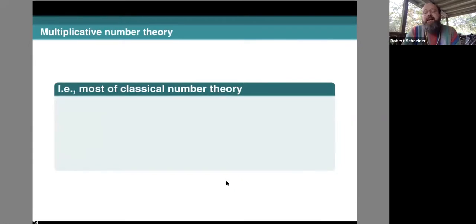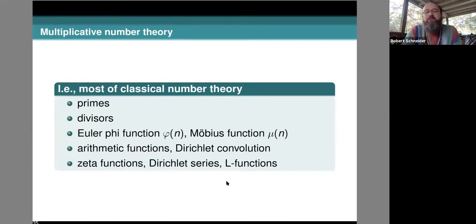On the other side of number theory, we have multiplicative number theory. And this is what I think we think of as number theory. If you take a number theory class from somebody besides us, then you're likely to be thinking about the theory of primes, divisors, arithmetic functions, convolution, the zeta function, and that kind of business. And I'm thinking of that too. That's most of classical number theory.